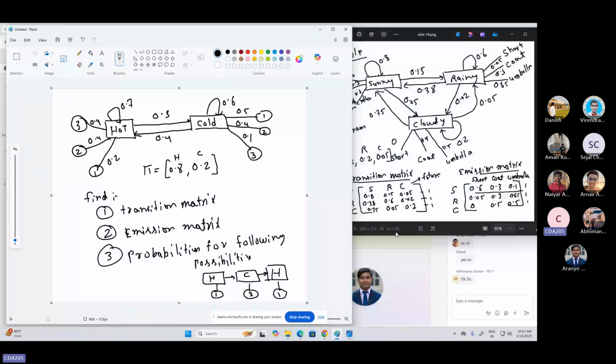Have you understood the question that I told? The transition state diagram is given to you. This is the transition state diagram. This is the initial. All the probabilities are given. You have to find the transition matrix, emission matrix, and probability for the following possibilities. Means on the hot day he eats 1 ice cream, on the cold day he eats 3 ice cream, and on the hot day again he eats 1 ice cream. What is its probability? Calculate the value.